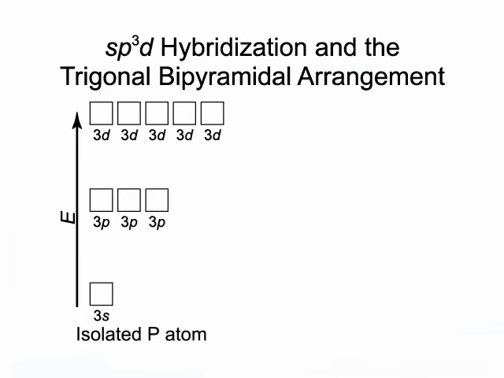Recall that in molecules with more than four atoms around the central atom, such as phosphorus pentachloride, the central atom utilizes d orbitals to expand its valence level. Hybridization accounts for the shapes of these molecules as well. In the ground state, phosphorus has a filled 3s orbital, three half-filled 3p's, and five empty 3d's.